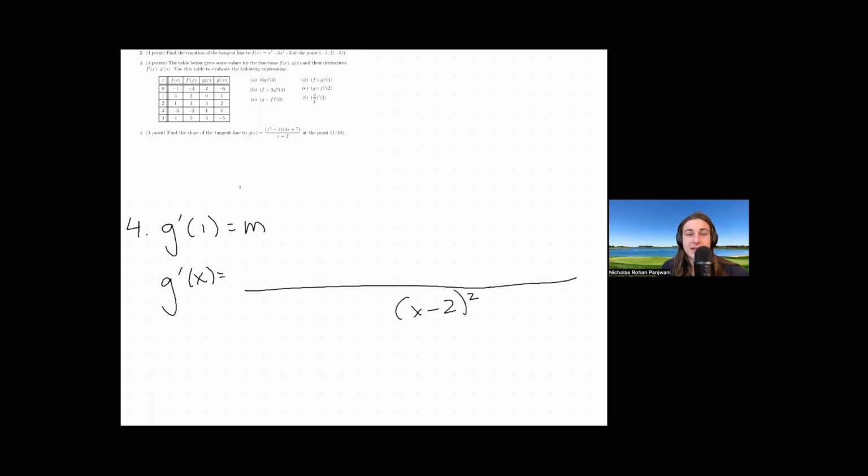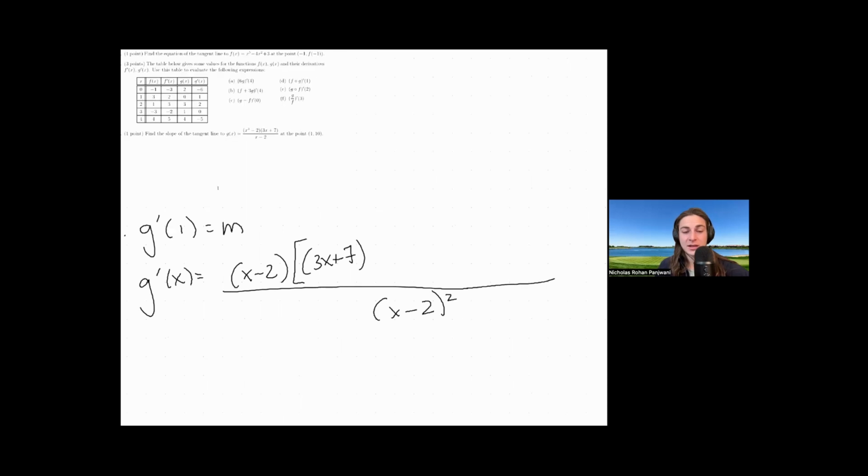plop that x minus 2 top left, and then we're going to take the derivative of the top, which now is a product of two different functions. So we're going to keep the second one constant first. So that's our g of x times f prime of x. So the derivative of x cubed minus 2. So x cubed, the derivative is 3x squared. Derivative of a constant is 0.